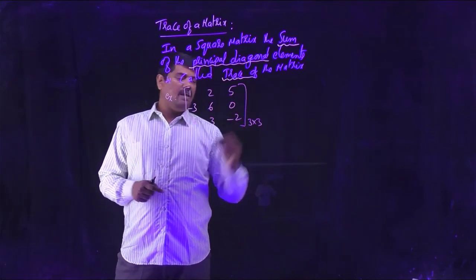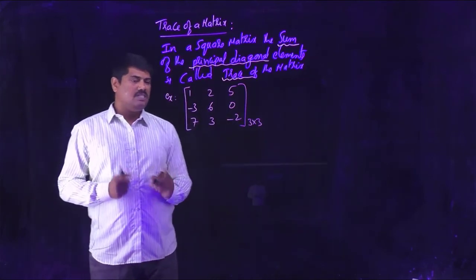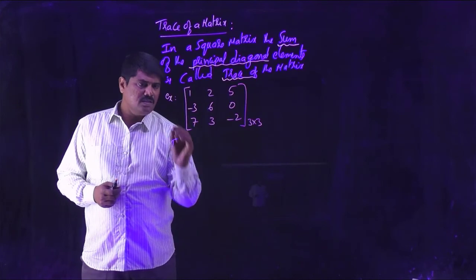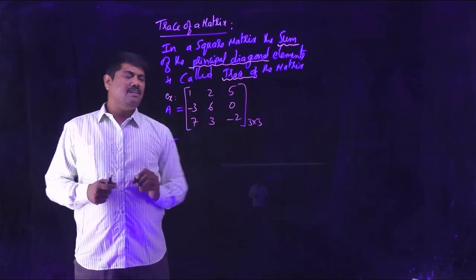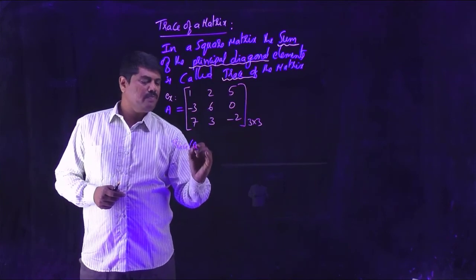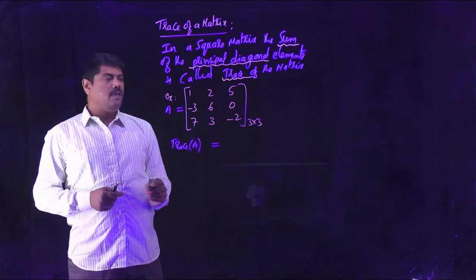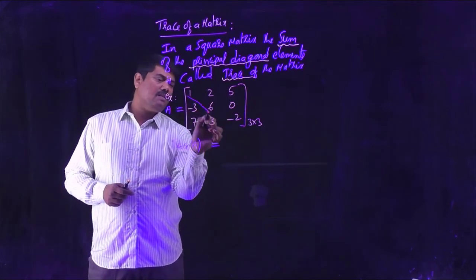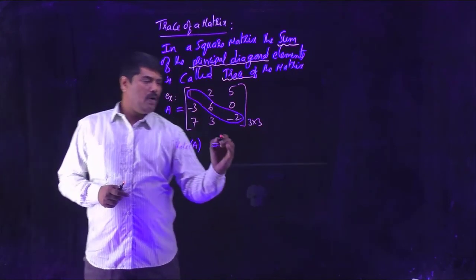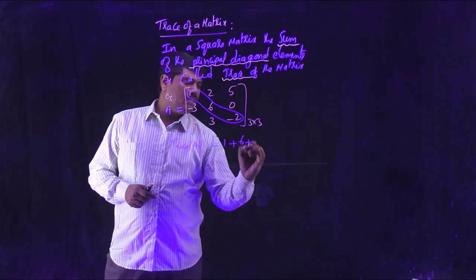This is clearly a square matrix because its order is 3 by 3. So what is its trace? If you consider its name as A, then what is the trace of A? What are the principal diagonals here? These are the principal diagonal elements. So 1 plus 6 plus minus 2.